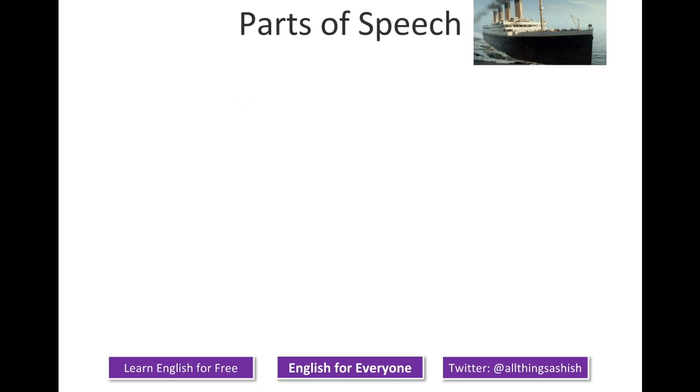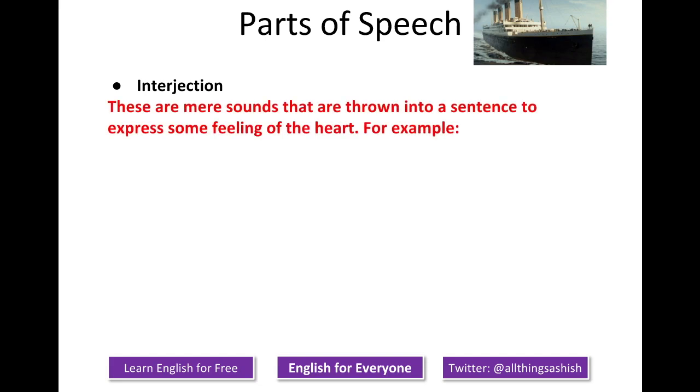And finally, interjection. What is an interjection? And can you give some examples for this part of speech? Well, these are mere sounds that are thrown into a sentence to express some feeling of the heart. For example, alas, Rose and Jack could not wed each other.